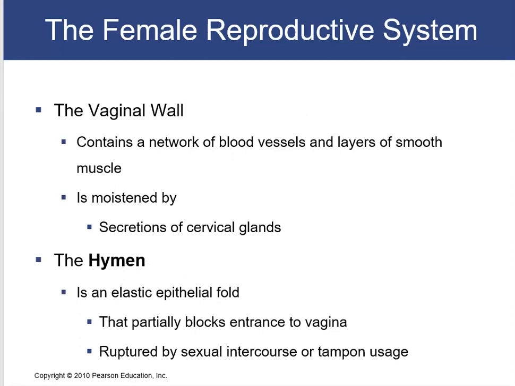Looking at the structures, the vaginal wall contains a network of blood vessels and layers of smooth muscles. There are no glands in the vagina. It is moistened by secretions that are coming from glands in the cervix, but there are no glands per se in the vagina. There is a hymen. This is an elastic epithelial fold that partially blocks the entrance to the vagina. This structure is typically ruptured by first sexual intercourse or often through the use of tampons.